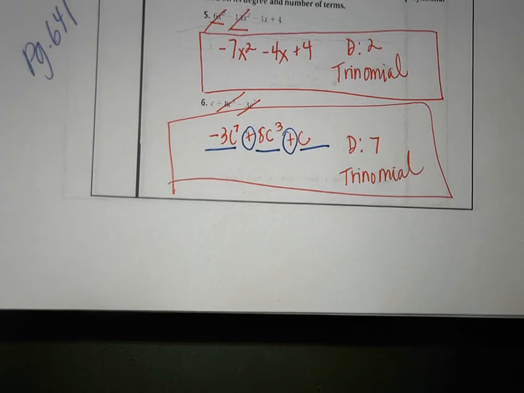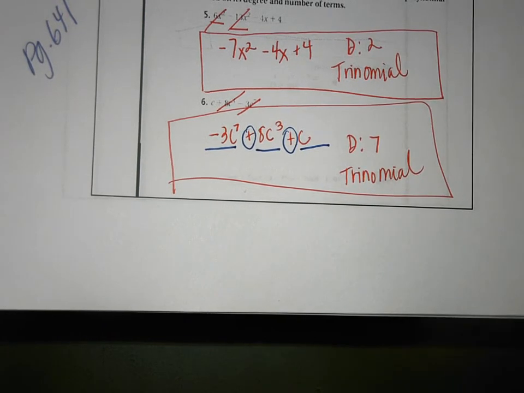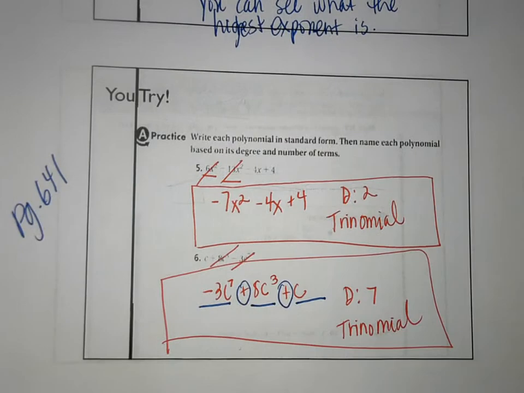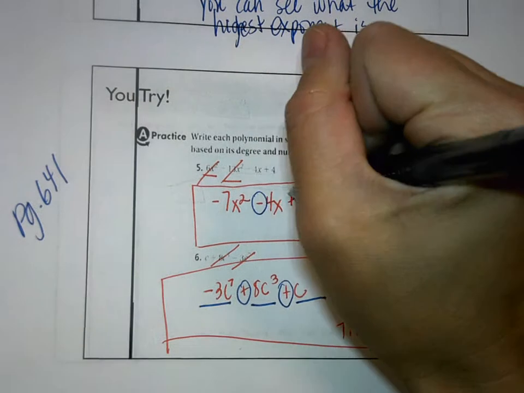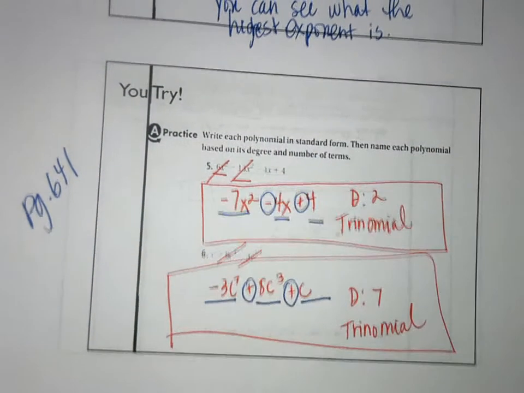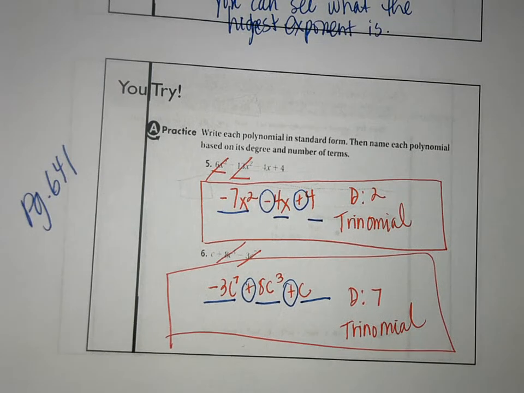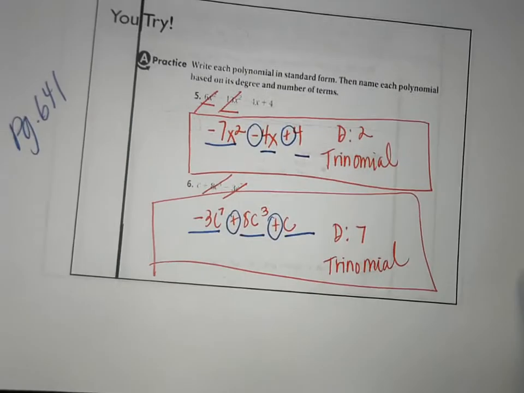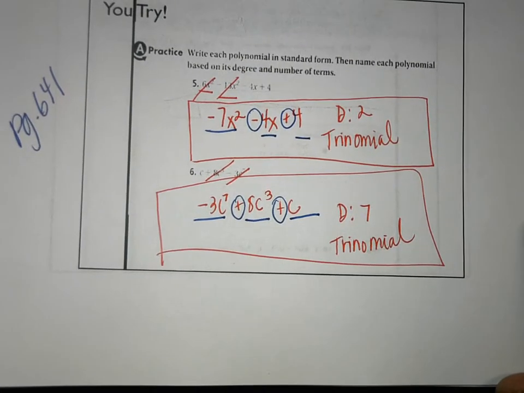Wait, so why would 5 be a trinomial? Again, they are separated by pluses and minuses. So do you see here, this is 1, 2, 3. 3 terms, trinomial. Oh, it's just based on the number of terms. Okay, so when you're naming it, it doesn't have to do with your exponents or anything like that. It has to do with how many terms are there. Okay, any other questions?